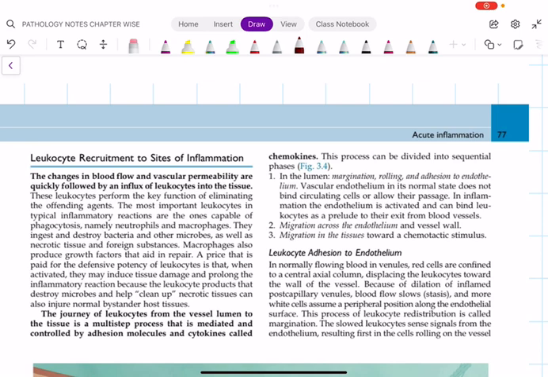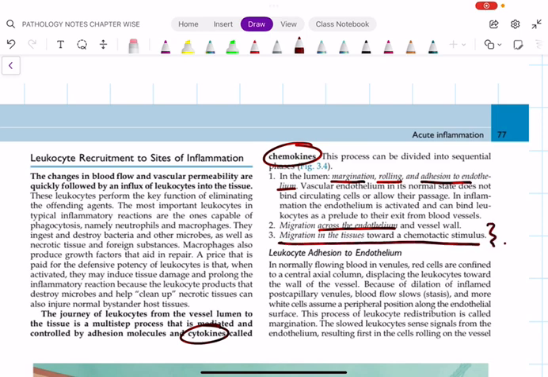All this happens by the release of some molecules and cytokines. We call them chemokines. Let us discuss this process in various phases. Number one, margination, then rolling, adhesion to endothelium, then migration across the endothelium, then migration towards the offending agent or the stimulus.